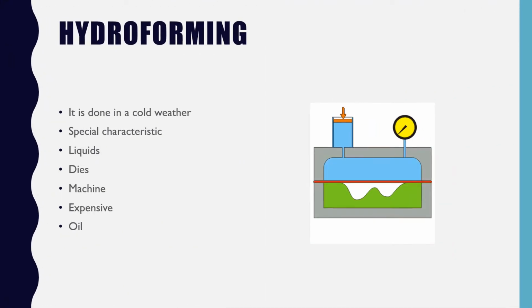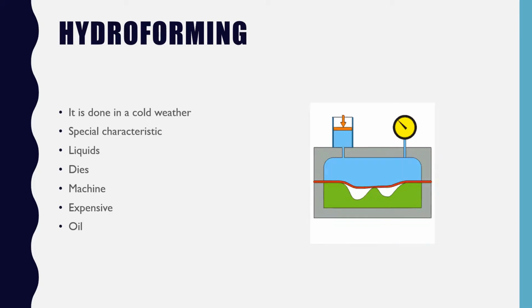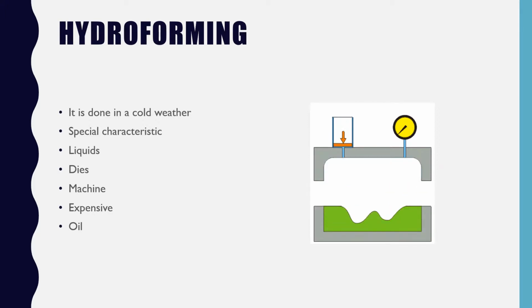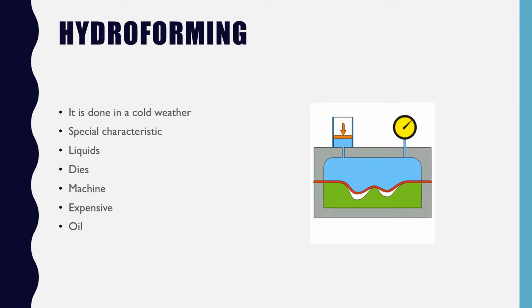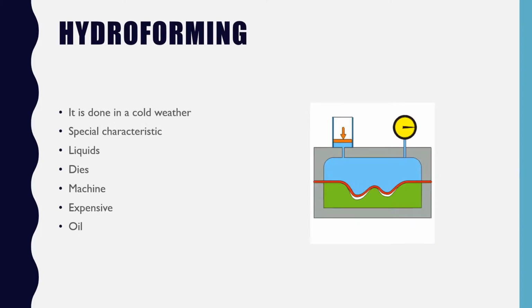The second one is hydroforming, where we have a machine that has a special characteristic. There is a liquid. The machine introduces a liquid that generates pressure on the sheet to become the sheet in the form that is in the die. The liquid is oil. It is used to avoid cracks during the process.